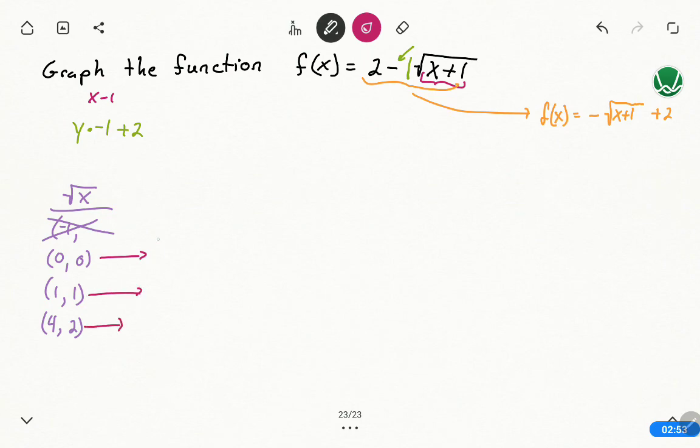Now, as I do most of the time, I will start off by doing all the x rules, and then I'll go back and change all the y values, so we don't have to bounce back and forth between the two rules. So my x rule here is x minus 1, so I'm taking my x values and subtracting 1. 0 minus 1 is negative 1. 1 minus 1 is 0, and 4 minus 1 is 3.